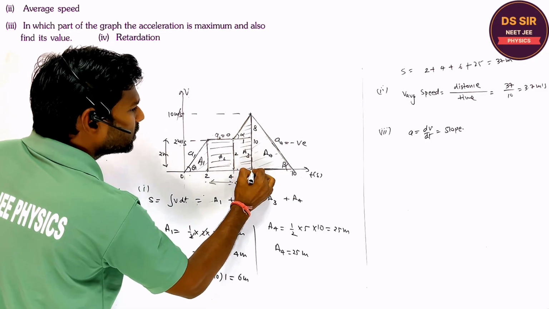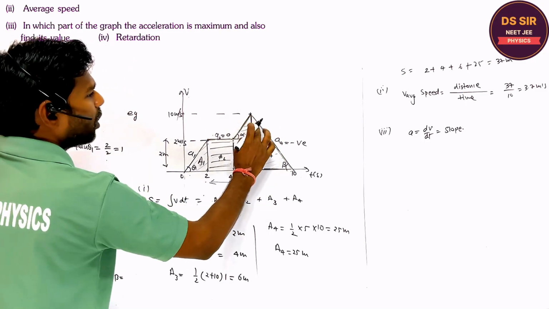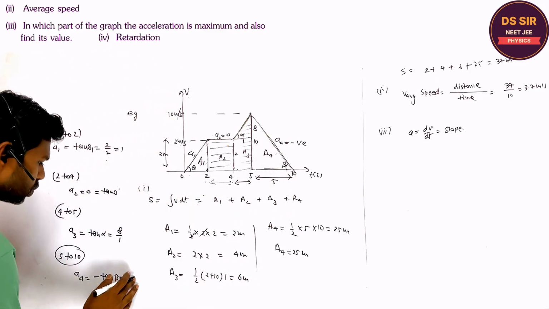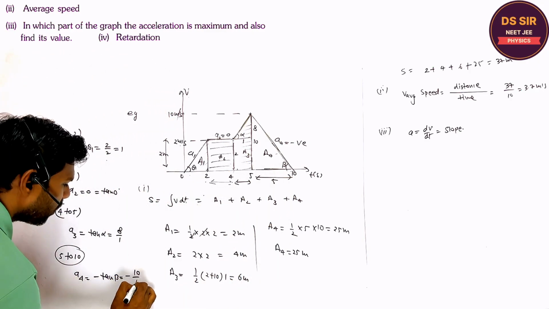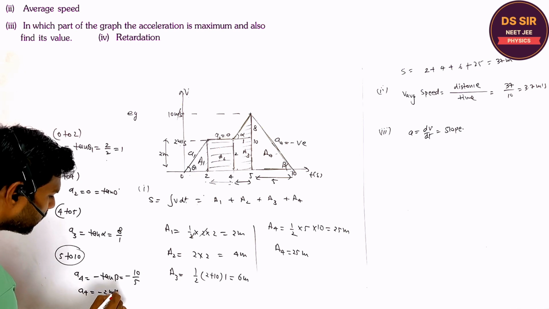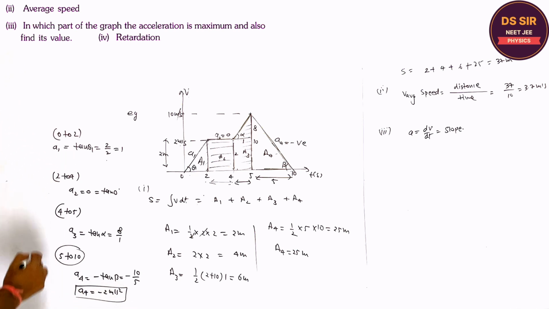Yes, tell me. Tan beta is what? Say perpendicular. How much is it? Say 10. And how much is the base? 5. So minus 10 upon 5, right? So A4 is minus 2 meter per second square. So this is the retardation, right?